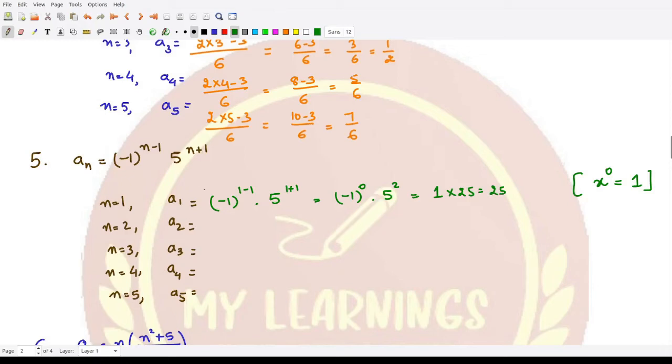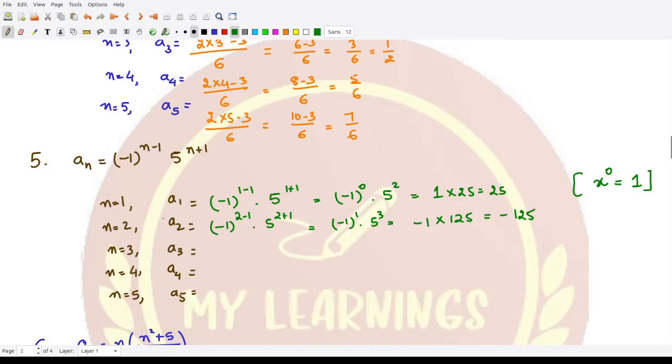For the next term we need to put n is equal to 2 here, correct? When you put n is equal to 2 it would be minus 1 raised to power 2 minus 1 into 5 raised to power 2 plus 1, correct? So that we would have minus 1 raised to power 2 minus 1, which is 1, multiplied by 5 raised to power 3. So it would be minus 1 raised to power 1, which is minus 1 only, multiplied with 5 cubed. 5 into 5 into 5, that is 125. So our answer is minus 125.